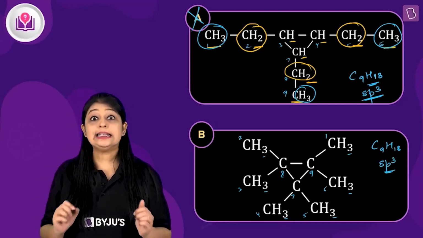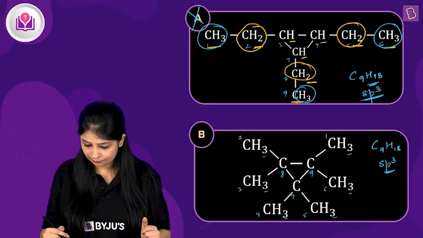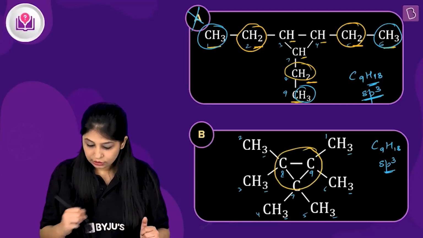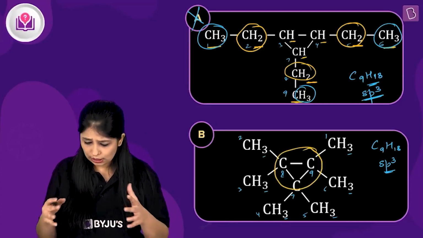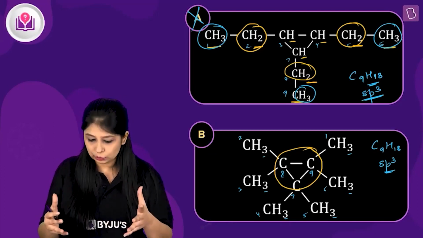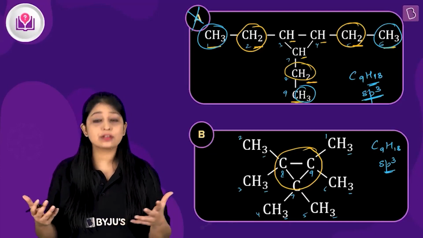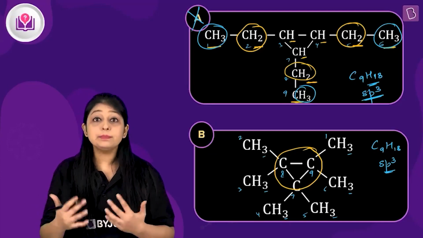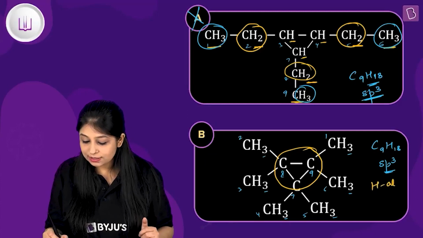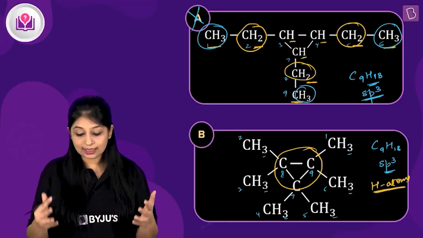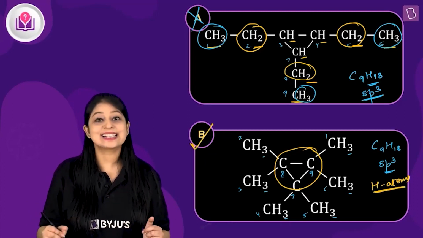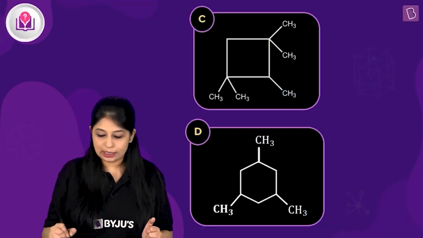What about the hydrogen atoms being identical? If you see this as one unit, all these hydrogen atoms which are part of this methyl group, all these methyl groups are actually identical. So that makes all the hydrogen atoms identical. So yes, all the hydrogen atoms in this molecule are identical. They have the same environment. So option B is correct. Let's have a look at option C and D also.